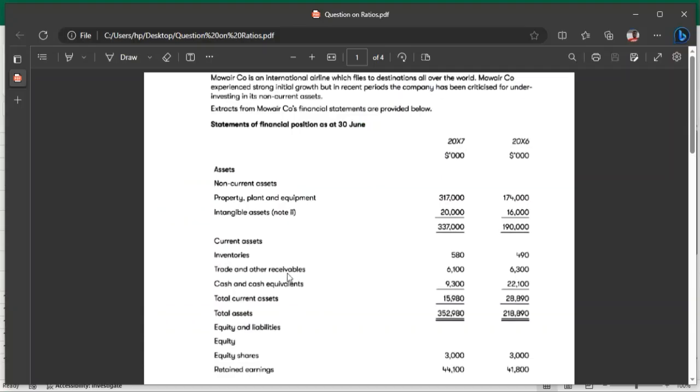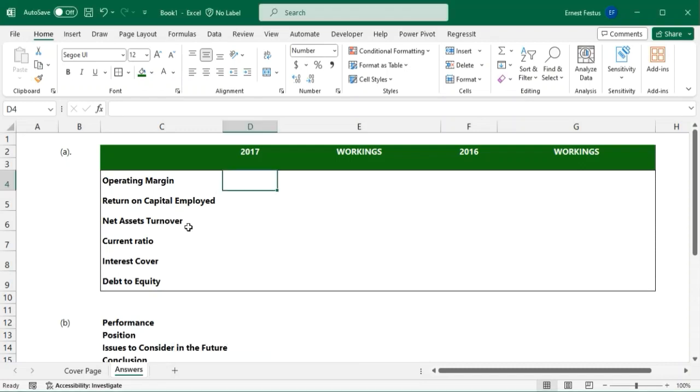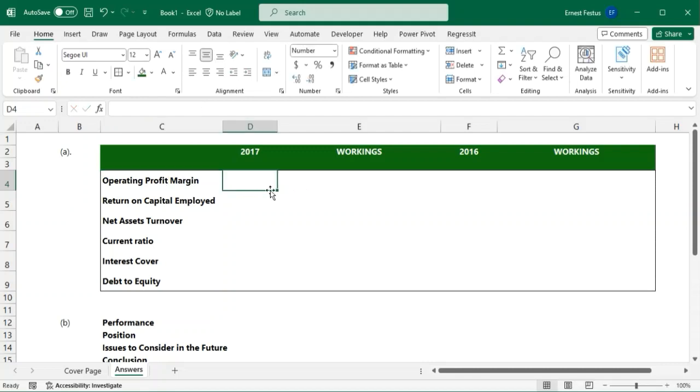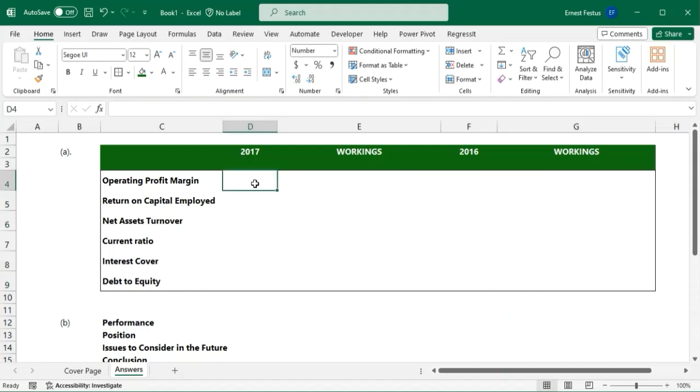All right, so let's go back to our question first. The first ratio we have to calculate is our operating margin, which is the operating profit margin. This is supposed to be the answer and this is supposed to be the working. We are not expected to be quoting the formula. So you answer the question based on the information that is required of you in the question. In this particular question, we have been provided with columns. This is our 2017 column for the ratios, and we have to show the workings here. This is the 2016, and we have to show the workings here. So I come here, write my answer, and then come here and write the way I got my answer. There is no need for me to quote the formula.